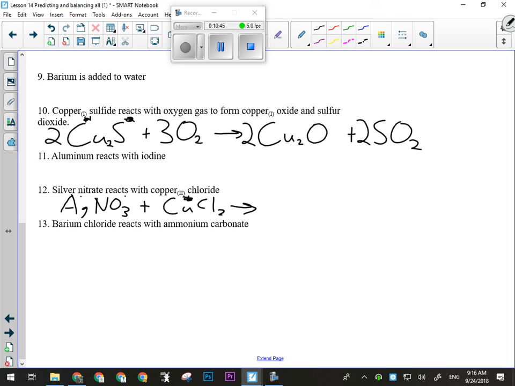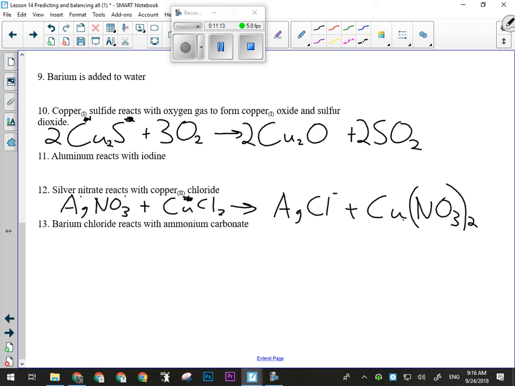What kind of reaction is that? Double replacement. They're both ionic compounds. That means we swap the partners. So silver will end up with chlorine, and copper will end up with nitrate. On this side, copper was a 2+, so it's also a 2+ over here, which means I'll need to do this: put the nitrate in brackets and 2 outside.